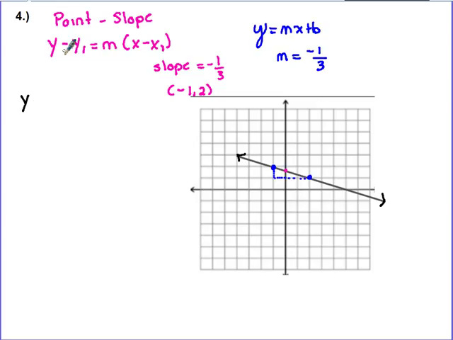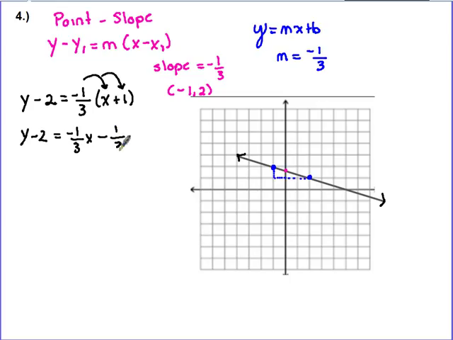y minus 2 equals -1/3. The x stays there. This has a minus, but I'm plugging in a -1, so minus a negative is plus 1. Now I will need to distribute the -1/3 through. That's -1/3 x minus 1/3. And then I'm going to add 2.